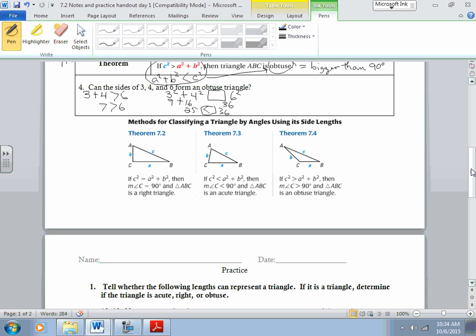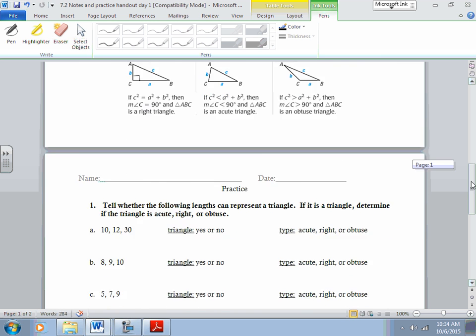If it's an acute triangle, it's less than 90. It could almost look like a right triangle, but that doesn't mean it is a right triangle. If it is a right triangle, then c squared is equal to a squared plus b squared. The 90-degree angle would be right there. Yeah? Okay. All right, so let's practice this.